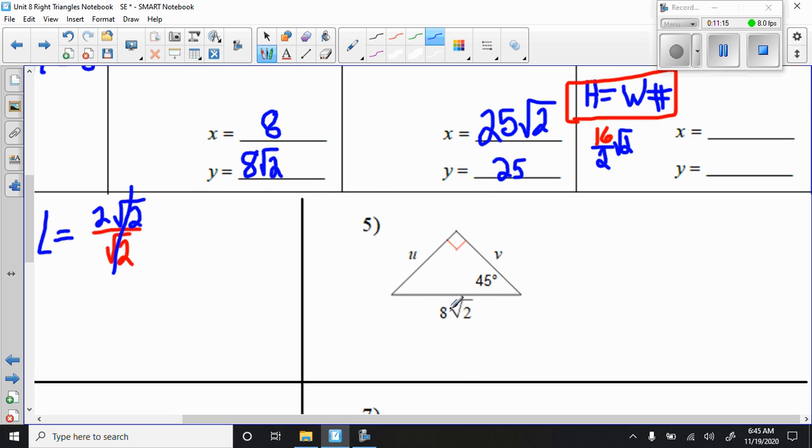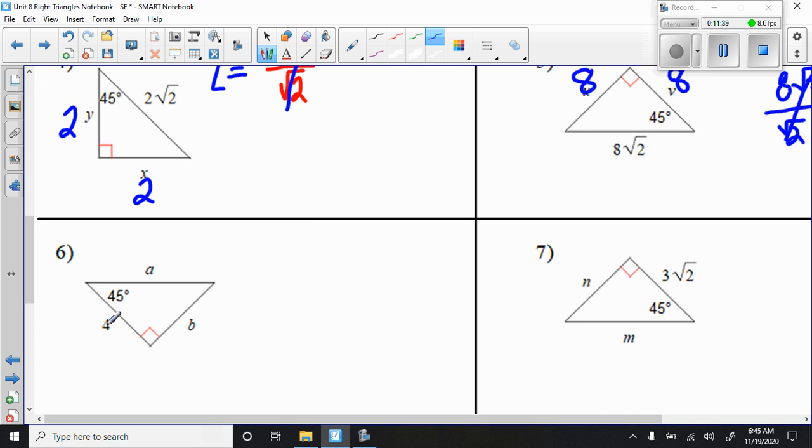So here it is again. The hypo is 8 radical 2. I'm going to take the 8 radical 2 divided by radical 2, and you can see, once again, these cancel out. You have one leg, and you are right to go ahead and copy it over there. Both legs are 8.